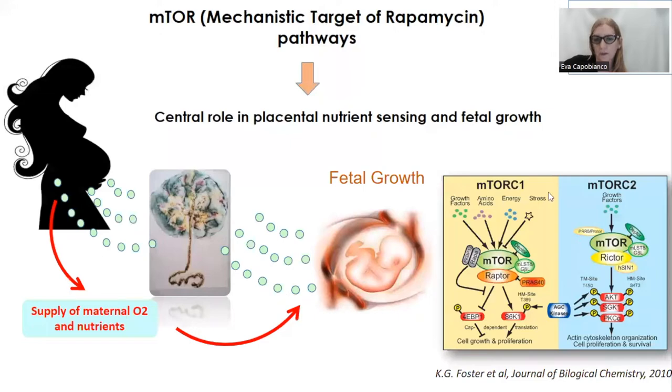There are 2 complexes, mTORC1 and mTORC2, that lead to the phosphorylation of several proteins, such as 4EBP1 and S6 kinase 1 by mTORC1, and the phosphorylation of AKT, SGK1, and PKC alpha by mTORC2, leading to the regulation of cell growth and proliferation.